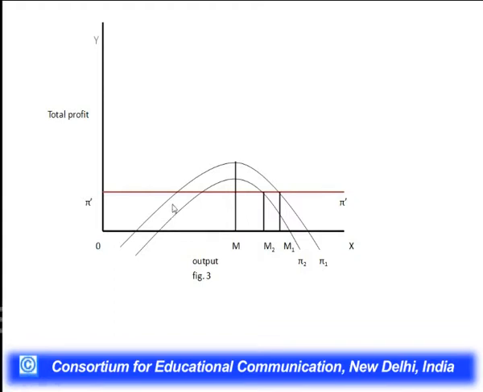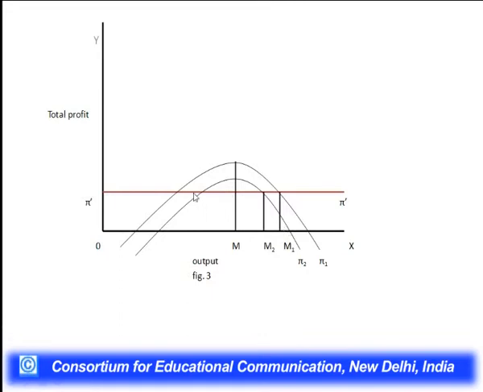And when there is change, and at this point, when there is no increase in the fixed cost, you can see that the sales maximizing firm is producing OM1 units of the output. Output is more in case of sales maximizing firm, we have already seen it.